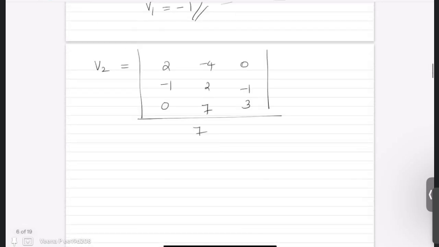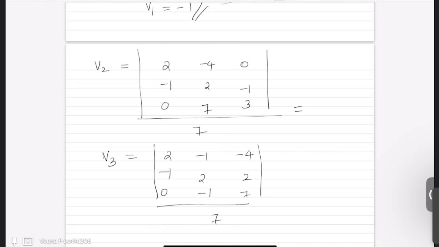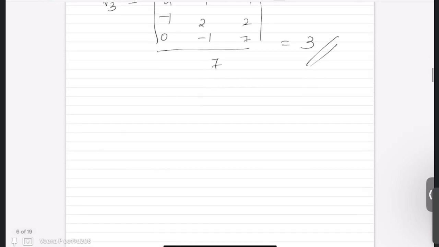This is divided by the determinant of your whole matrix, which you already obtained as 7. So divided by 7. Similarly, your V3 will be, you replace the third column, 2, minus 1, 0, minus 1, 2, minus 1, with minus 4, 2, 7. So this determinant by 7 will be your V3. Now your V2 comes out to be 2 and your V3 comes out to be 3. So your answer V1 is minus 1 volts, V2 is 2 volts and V3 is 3 volts.